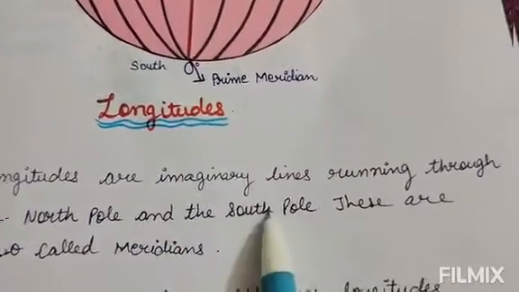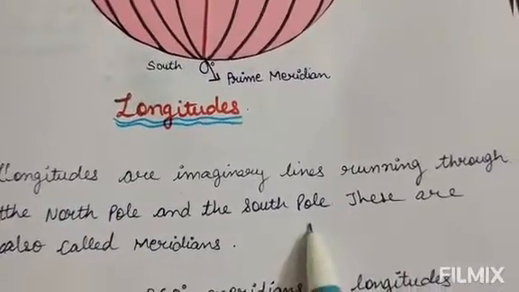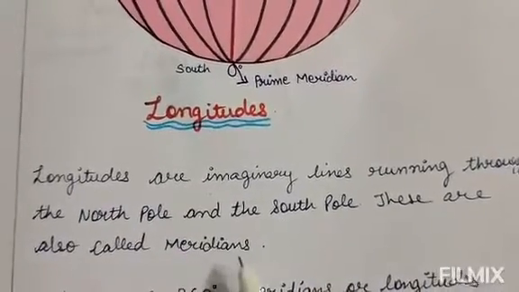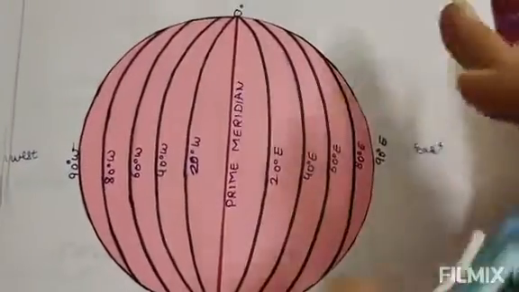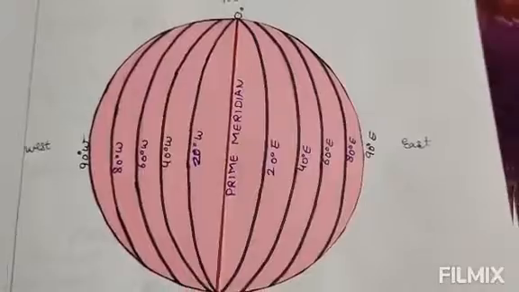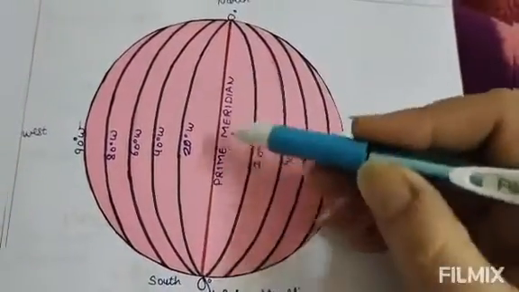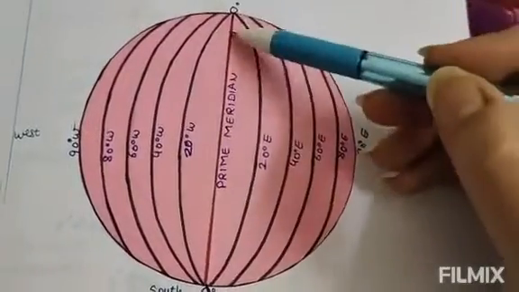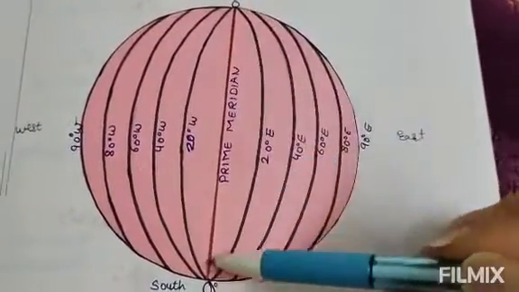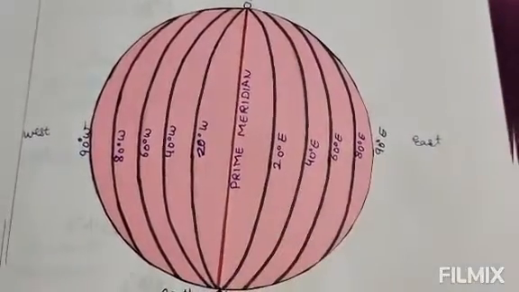Longitudes are imaginary lines running through the north pole and the south pole. These are also called meridians. So the other name of longitudes is meridians. The middle meridian is known as the prime meridian. The line passing through the center of the globe like this one is the prime meridian.